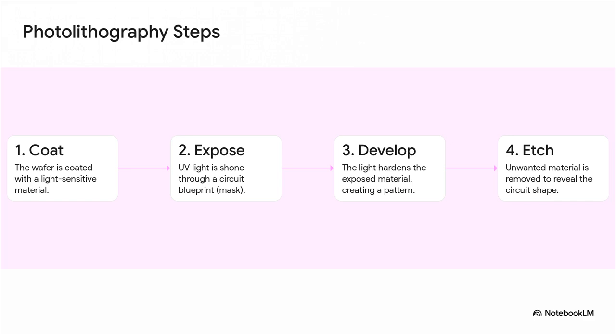The parts hit by light get hard, creating the pattern you want. And finally, you etch it. You use chemicals to wash away all the unhardened stuff, leaving behind the perfect circuit shape. And then, you do it all again, and again, and again, sometimes hundreds of times, to build up all the complex layers of the modern chip.